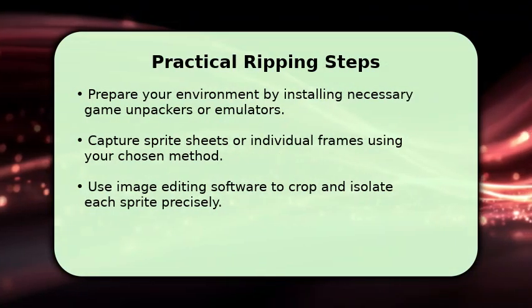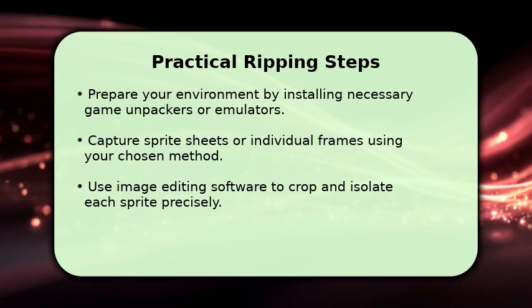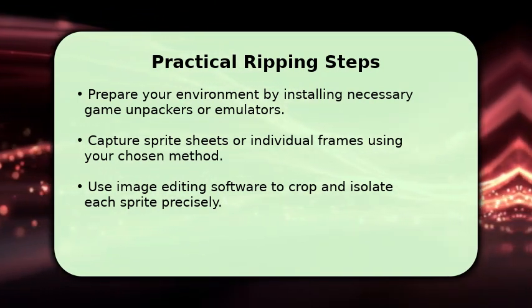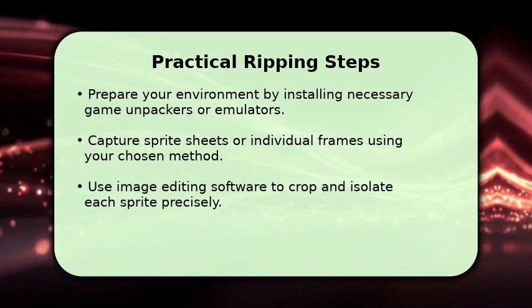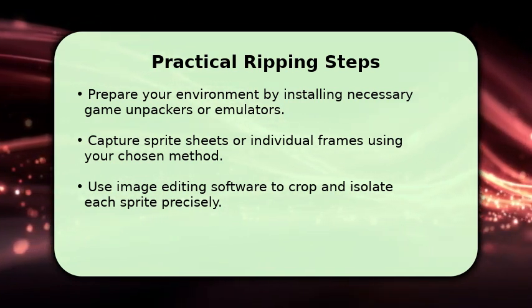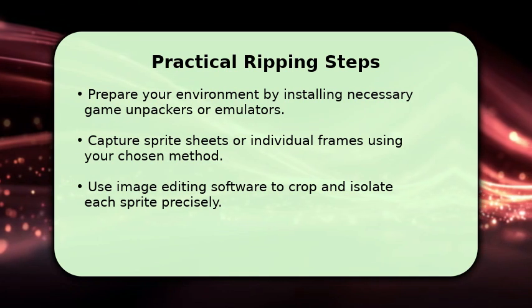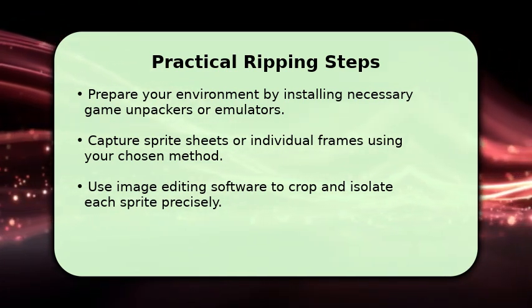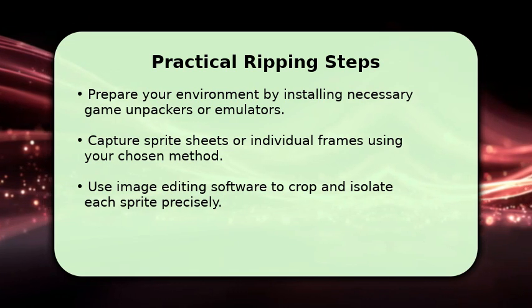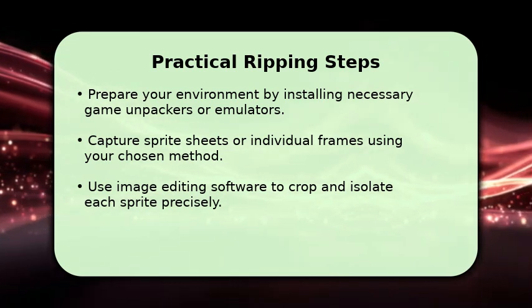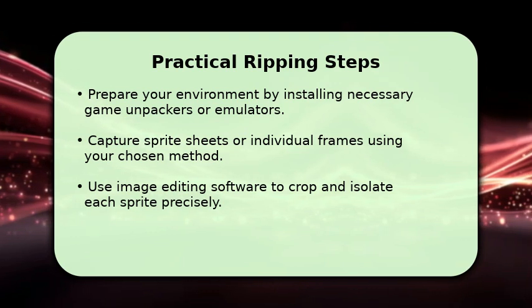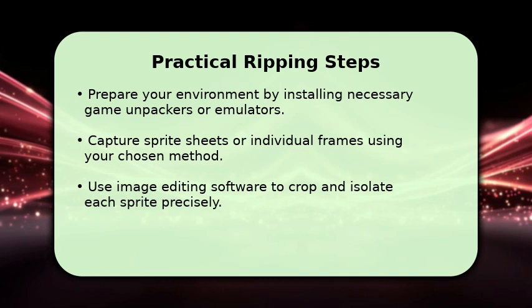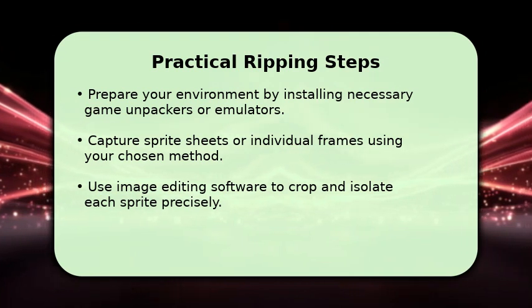Let's walk through a typical ripping process. First, prepare your workspace by installing the appropriate game unpackers, emulators, or screen capture software. Next, execute your chosen method. Either extract files directly, use an emulator's graphic debugger to save sprite sheets, or record gameplay footage. Once you have your raw images, open them in an image editor like GIMP or Photoshop. Carefully crop and isolate each individual sprite, ensuring clean edges and transparent backgrounds where needed.